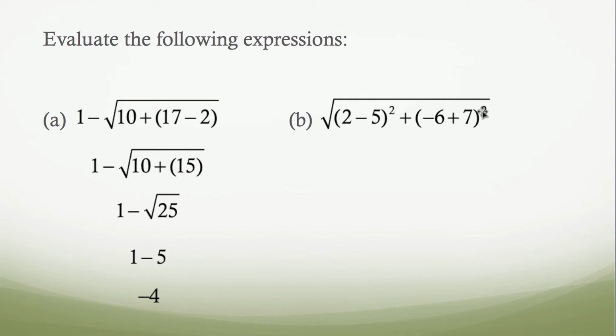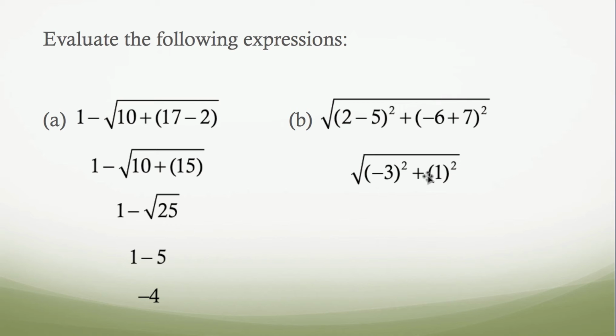In this next expression, this is actually called the distance formula. And all this formula does is tell me the distance between 2 points. So like before, I'm going to do my parentheses first. So 2 minus 5 is a negative 3. Negative 6 plus 7 is a positive 1.